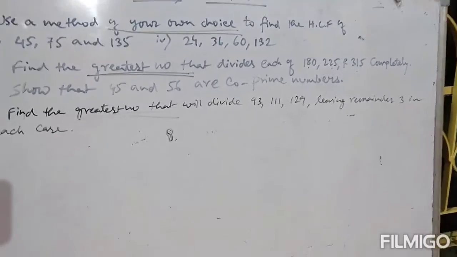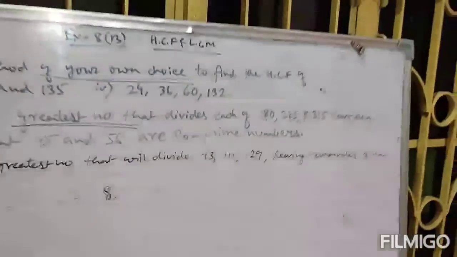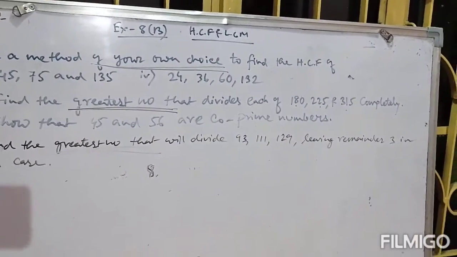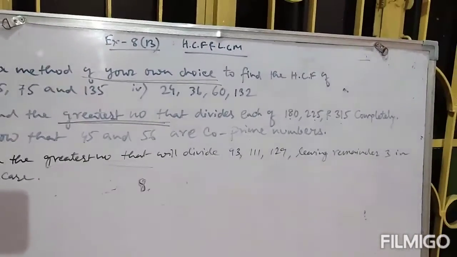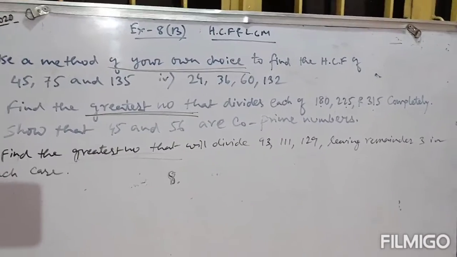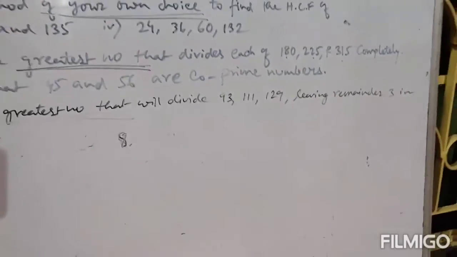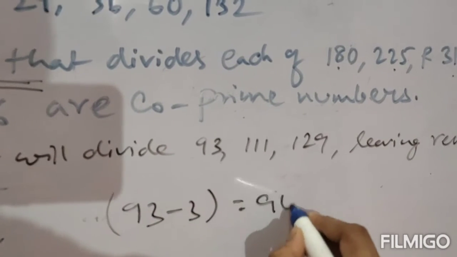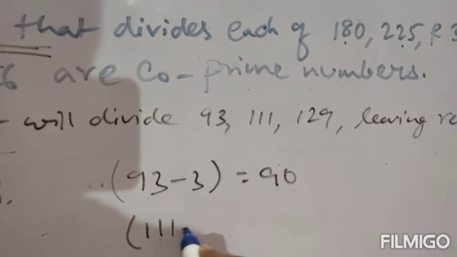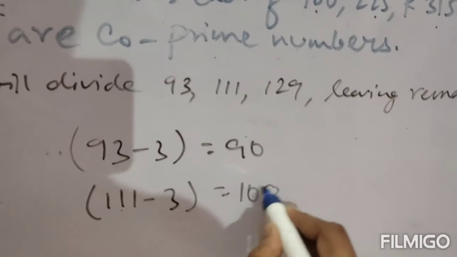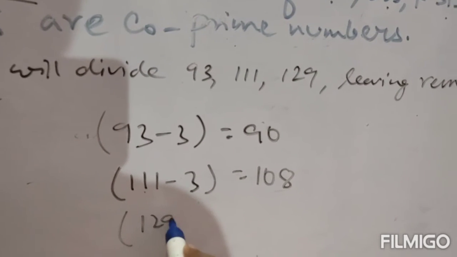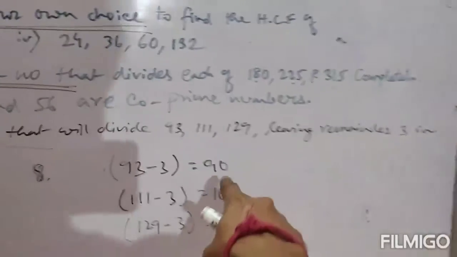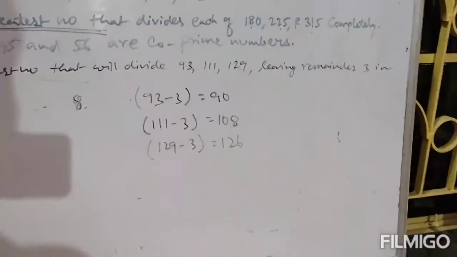So in this sum we will first subtract the remainder from each number. Listen carefully. In this question we will first subtract the remainder from each of the given numbers, and then we will find HCF. That will be your answer. Clear? So subtract 3 from each number: 93 minus 3 is 90, 111 minus 3 is 108, 129 minus 3 means 126. Clear? Then we will find HCF of 90, 108 and 126. That will be your answer.